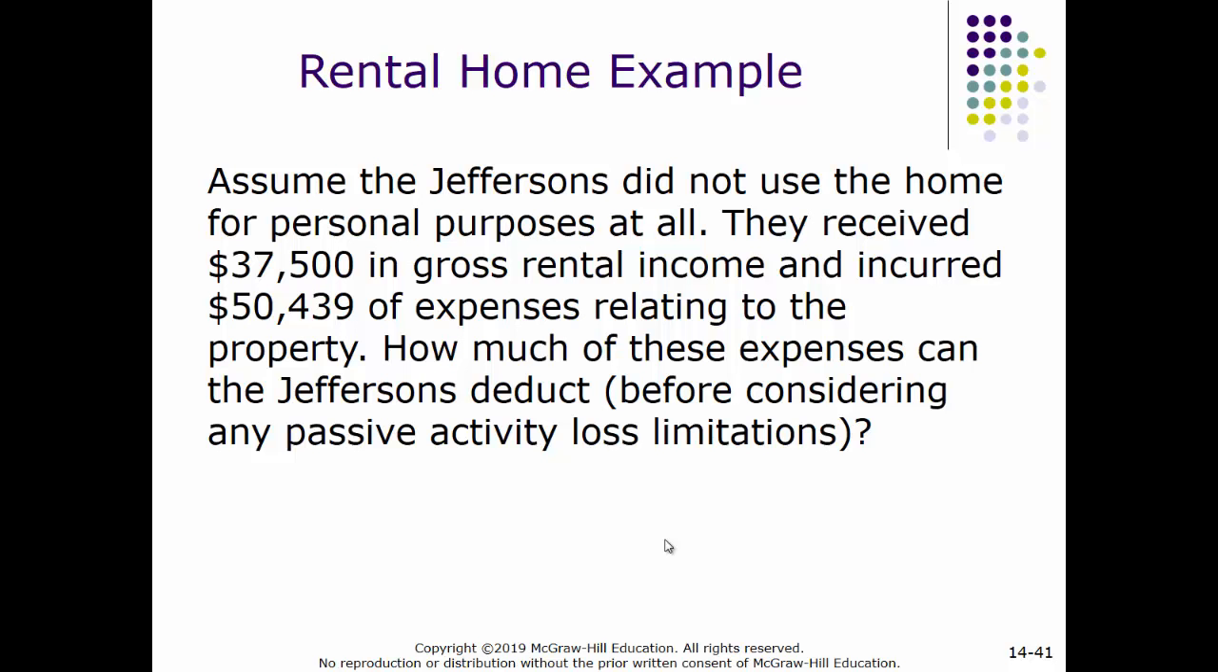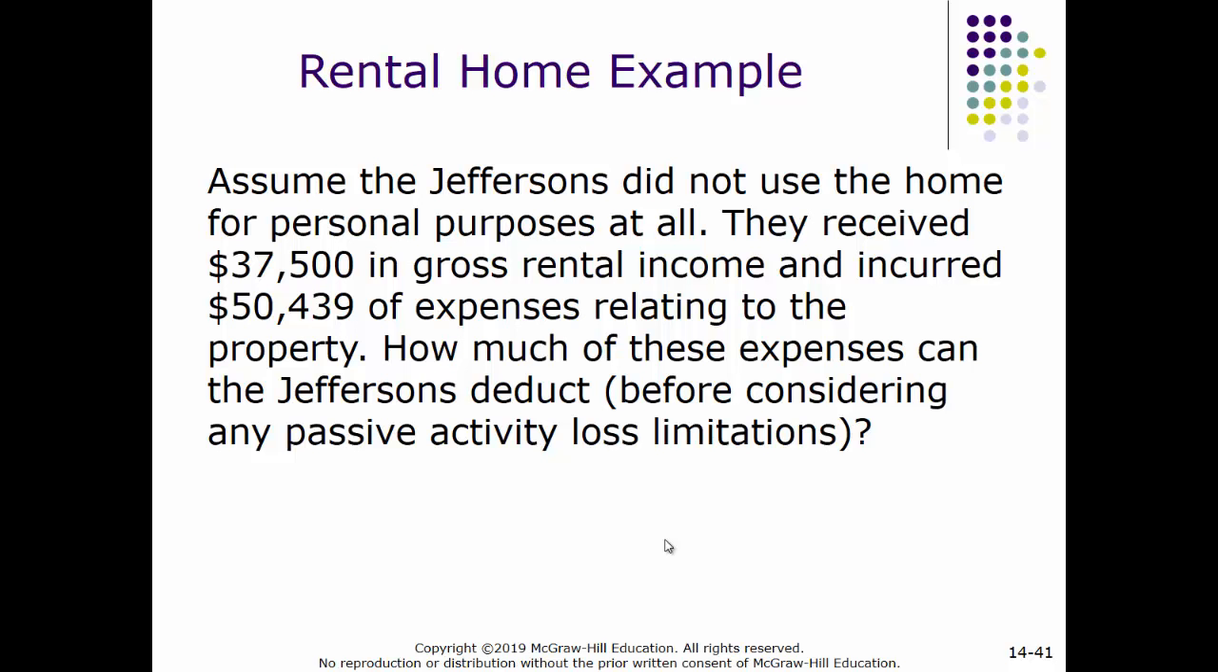So in this example of a rental home, the Jeffersons decide not to use the home for personal use. They just perhaps want to have some rental income. So they receive $37,500 in gross rental income. However, they incur even more than that, $50,439 of expenses related to that property. So the question is, we see there's going to be a loss from the rental. How much of those expenses can they deduct?